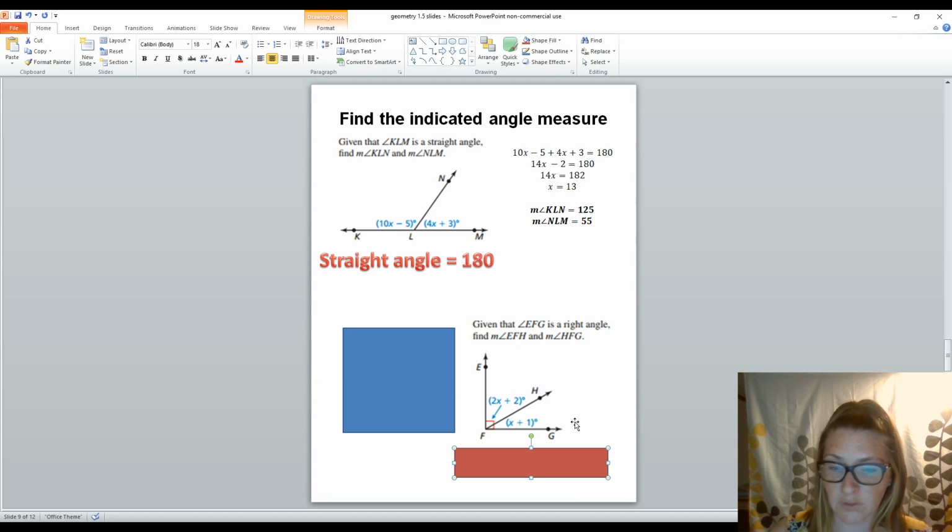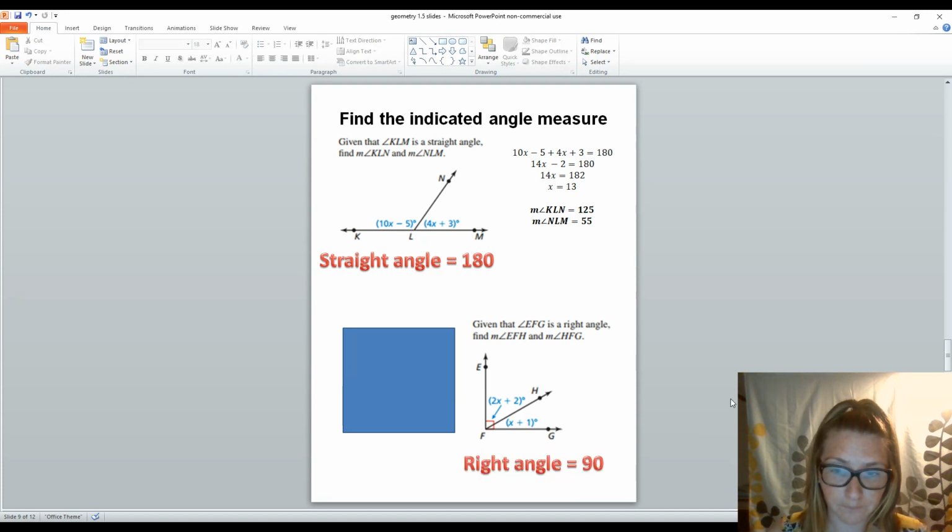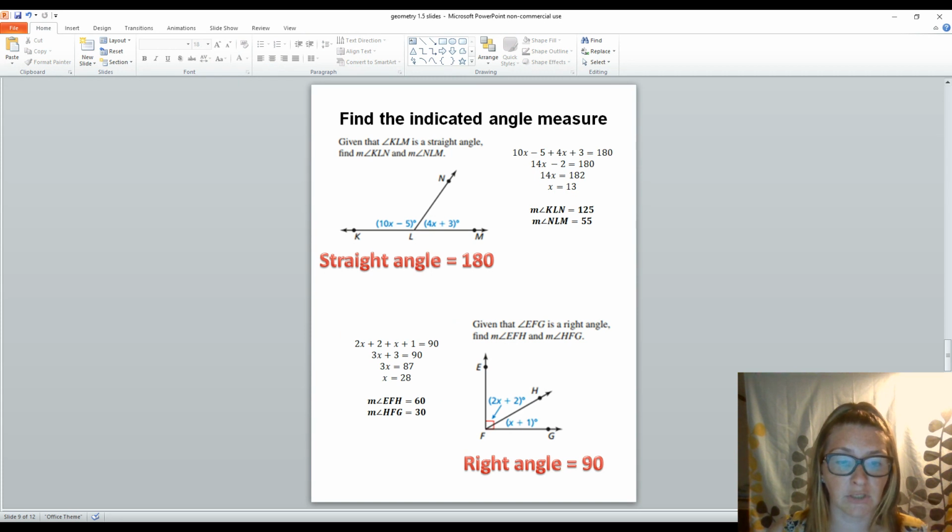All right, so the first thing is I can see that we have a right angle. They tell me that in the information and also on the diagram. Remember that right box is a notation for 90 degrees. So I know that these two angles together will equal 90 degrees. When I set up my equation, I have my two small angles equal to 90, and I solve. When I solve, I get x equals 28. And then I'm going to substitute back into each expression and find each angle measure. So EFH is 60 degrees, and HFG is 30 degrees.